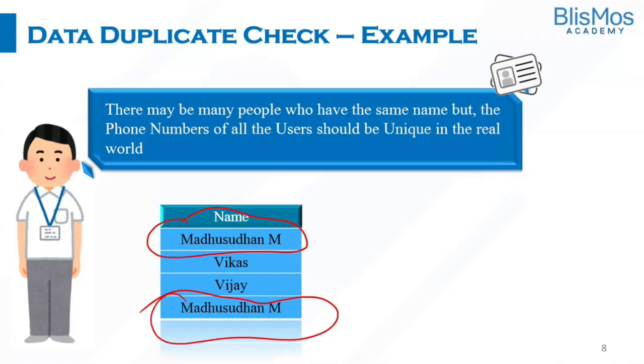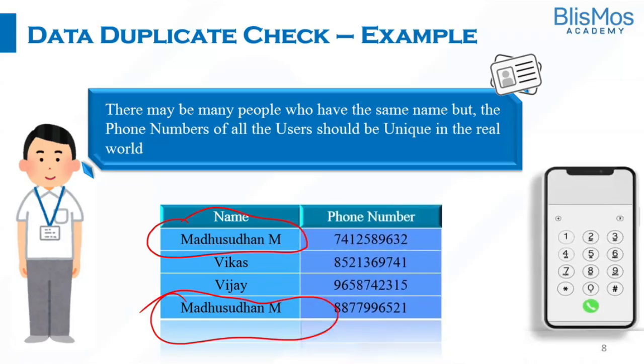So then how do you ensure there is uniqueness? By bringing in another dimension or another column. Okay. A combination of phone number and name would give the uniqueness. That is how you ensure there is no duplicacy.